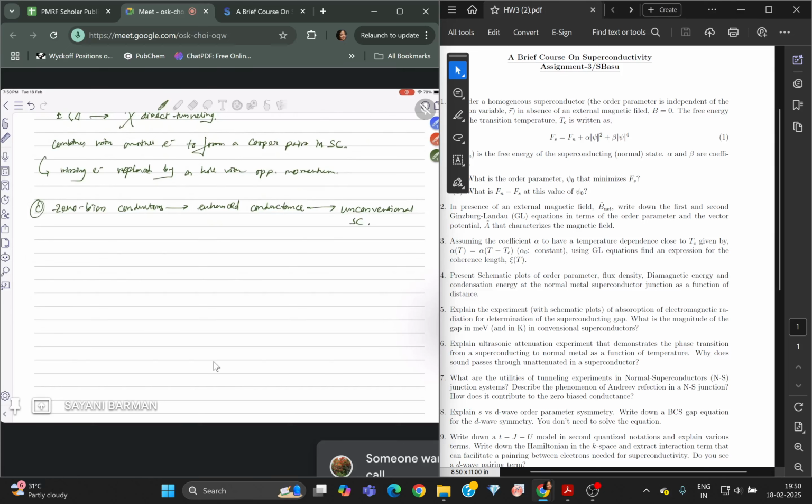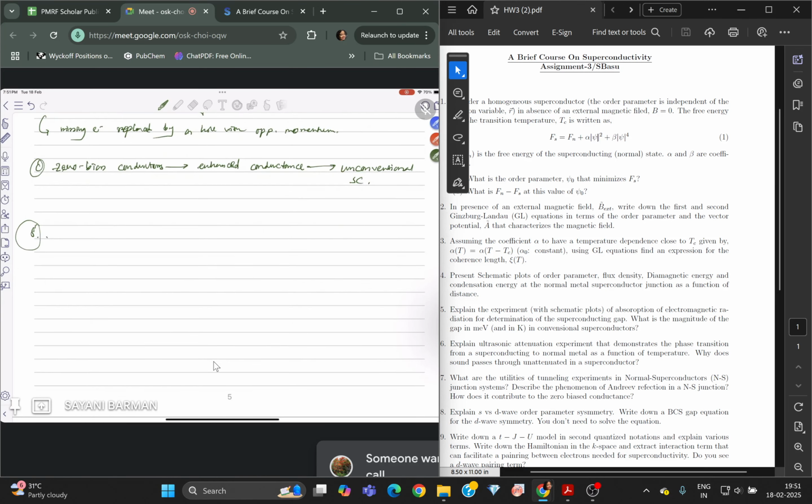So this is the seventh one. Then the eighth question would be: explain S versus D wave order parameter symmetry. Write down a BCS gap equation for the D wave. And you don't need to summarize it. Fine. So S wave and D wave superconductors.